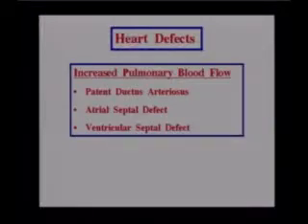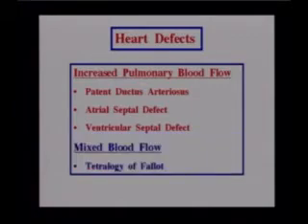Now, to summarize a little bit about some of those defects causing increased pulmonary blood flow: the patent ductus arteriosus, atrial septal defect, ventricular septal defect. Now, mixed blood flow is what we see in tetralogy of Fallot. So we have a mixed blood flow.